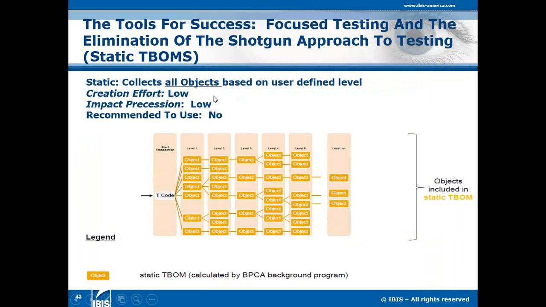TBOMs are going to be the things that are created as we create our test cases, and there are multiple ways to do it. For our purposes, we're going to say that we're doing it manually, although there's an automated way of doing this as well. The three types of TBOMs are static. With static, it collects all objects. The key operative word there is all, based on user-defined levels. To create these, the level of effort is low. The impact precision is low. And would I ever recommend you to use a static TBOM? The answer is no. I don't think there's a lot of value.